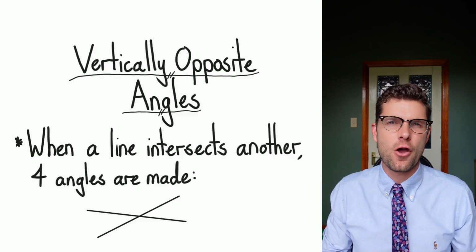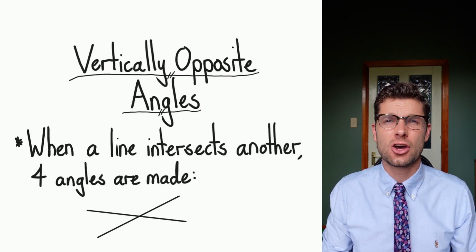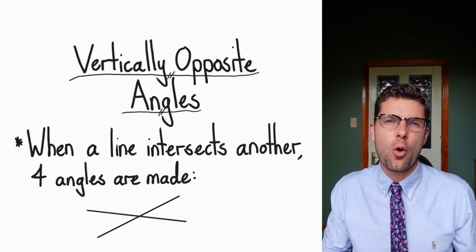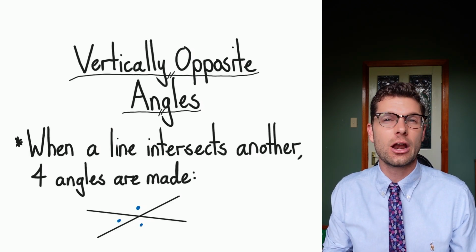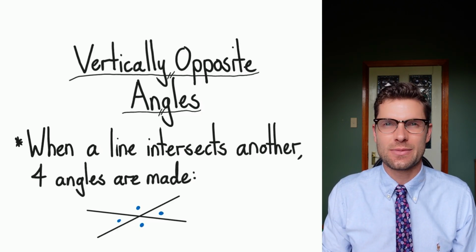Today we're going to look at vertically opposite angles and how these can save us a huge amount of time moving forward. When we get two lines that intersect each other, we are left with four angles around that middle vertex, or that middle point. And it just looks something like this.